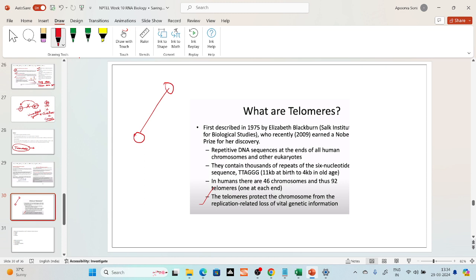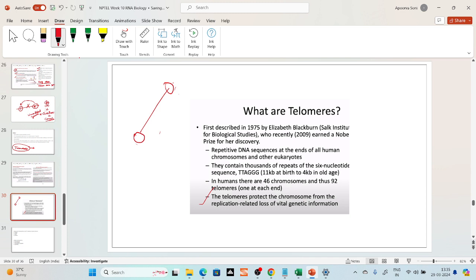And what are these telomeres? These are nothing but the repetitive DNA sequences at the ends of all human chromosomes and other eukaryotes. So at the end of the DNA, you have telomeres. They contain thousands of repeat sequences. So the important characteristics of these telomeres are, first, that they are present at the ends of the DNA sequence, and second, that they have a lot of repetitive sequences.